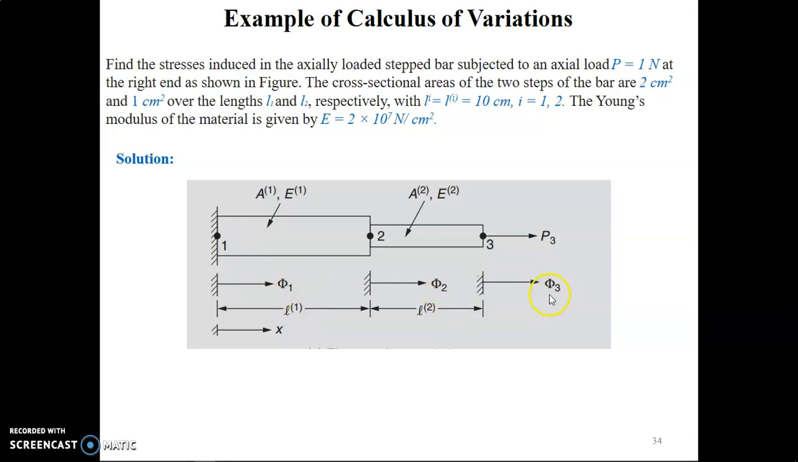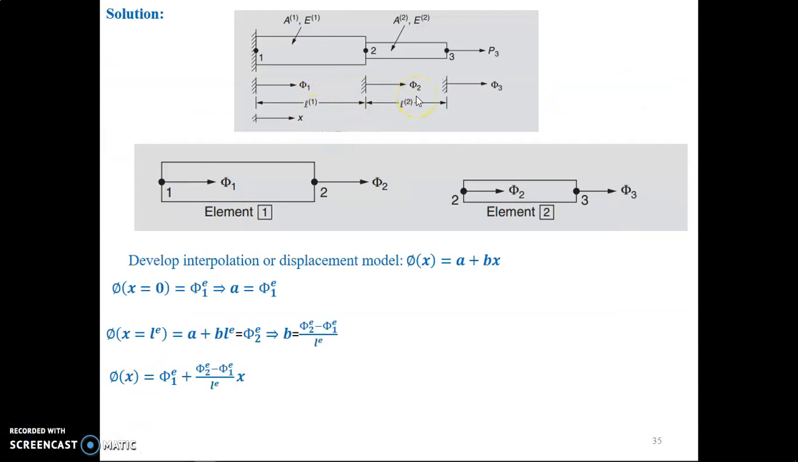So basically, the subscript represents the number of the node, and the superscript over any parameter represents the element number. Now we have discretized our stepped bar into 2 elements, element 1 and element 2. Element 1 is subjected to phi1 displacement at node 1 and phi2 displacement at node 2, and similarly element 2 has phi2 displacement at node 2 and phi3 at node 3.